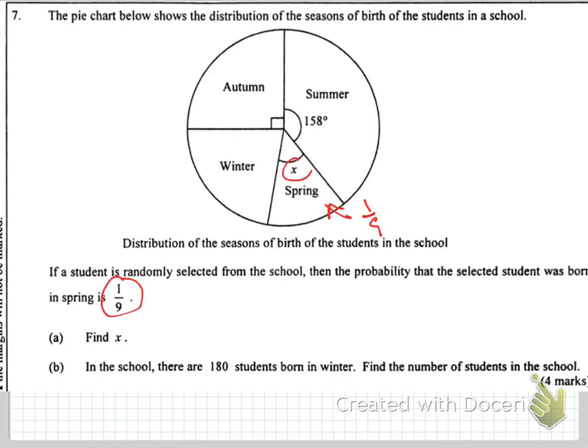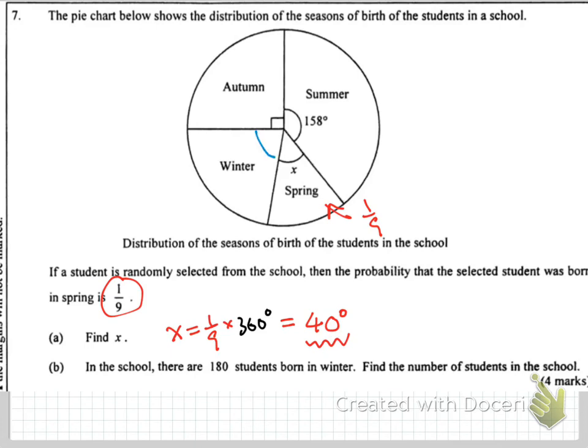So that means that this x angle is 1/9 of the whole circle. So angle x will be 1/9 of the whole circle. The whole circle will be 360 degrees. So this angle x will be 360 divided by 9, which is 40 degrees. That's how we read a pie chart. The proportion of the sector is directly related to the angle, divided by 360.